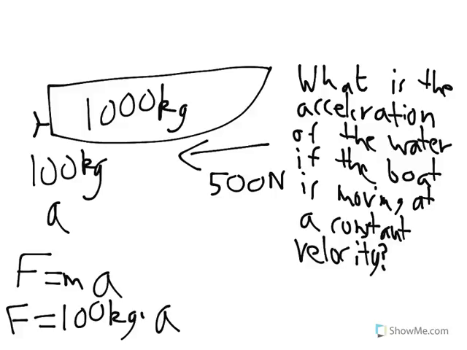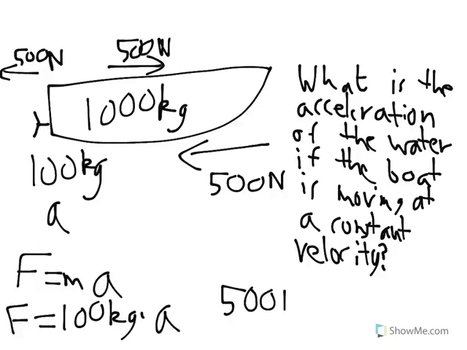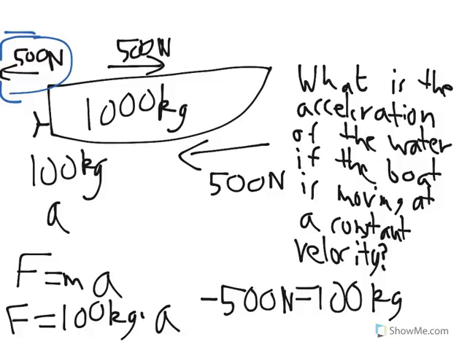Therefore, since the only other force is a backwards force of 500 newtons, the force being exerted on the water must also be backwards 500 newtons, because the force of the thrust needs to exert an equal and opposite reaction that is forward 500 newtons. So looking at this, we know that 500 newtons, actually negative 500 newtons, because the force on the water over here is in the negative direction, equals 100 kilograms times acceleration. So acceleration equals negative 5 meters per second squared.